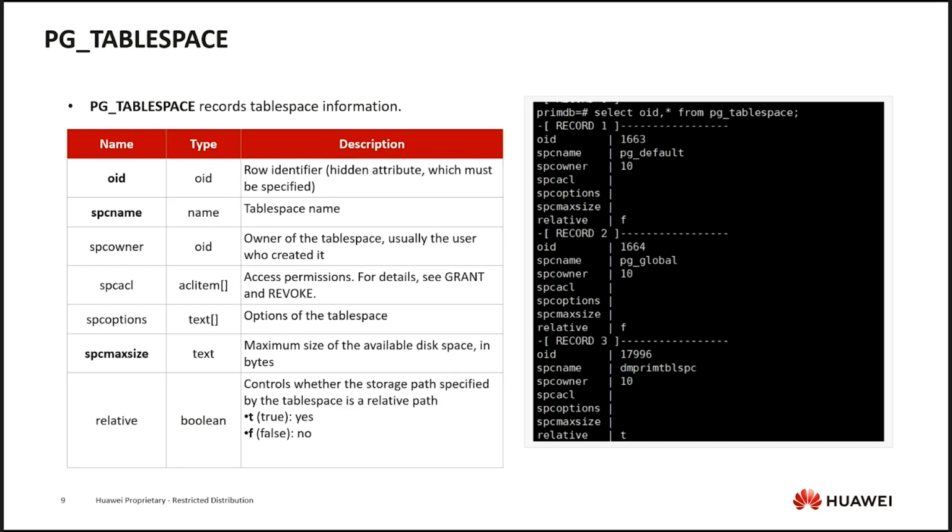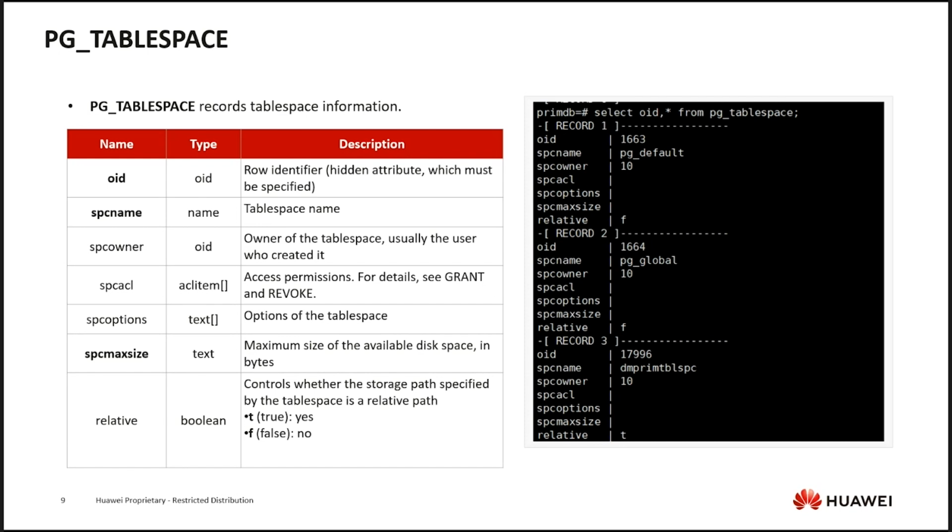A tablespace represents actual physical storage space on a disk. PG_TABLESPACE records tablespace information. It contains fields such as OID, spcname, spcacl, and spcmaxsize. The figure on the right shows details about two default tablespaces. If the maximum size is empty, the maximum size of the tablespace is not limited.